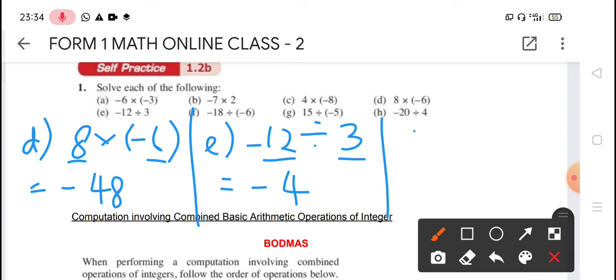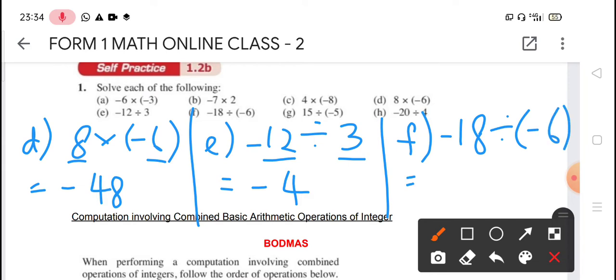Next, question F. Negative 18 divided by negative 6. Okay, same. We divide the number first. 18 divided by 6, 3. Negative, negative, same symbol. Okay, 两个都是同样的符号, so we get positive.